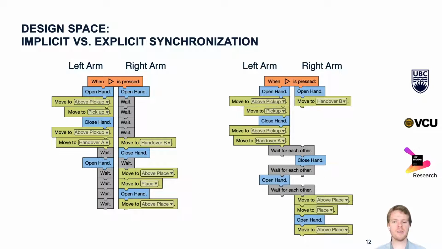On the right here, you see another design. Here we use what we call explicit synchronization. You can see that we have wait for each other blocks that work like barriers. They allow programmers to define when they want the arms to wait for each other. That gives them more freedom to customize their program.